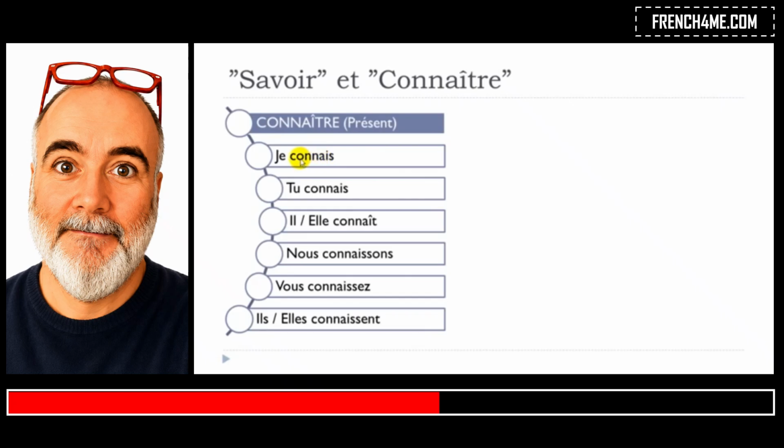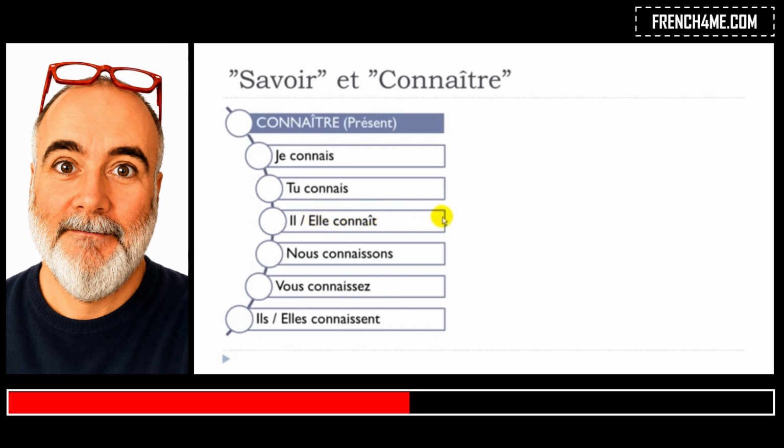All right, same thing as we had for savoir. If you look carefully here, connais, AIS, connais, AIS, and then connaît, AIT. So don't forget this circumflex, even if you don't pronounce it, you should write it. You pronounce these three forms the same way.